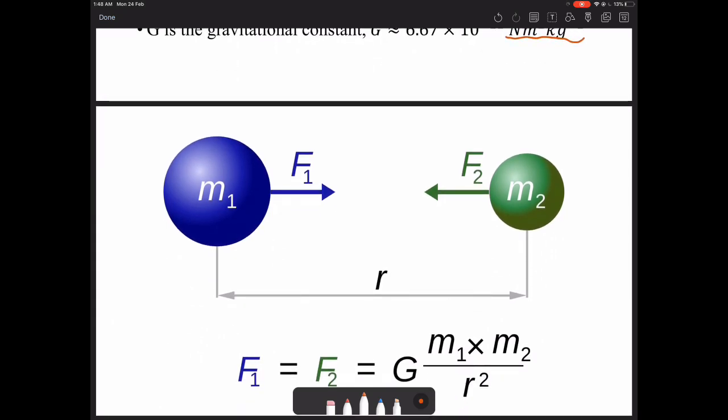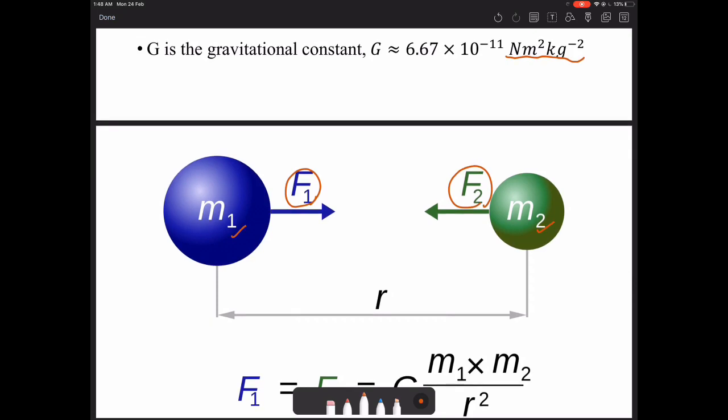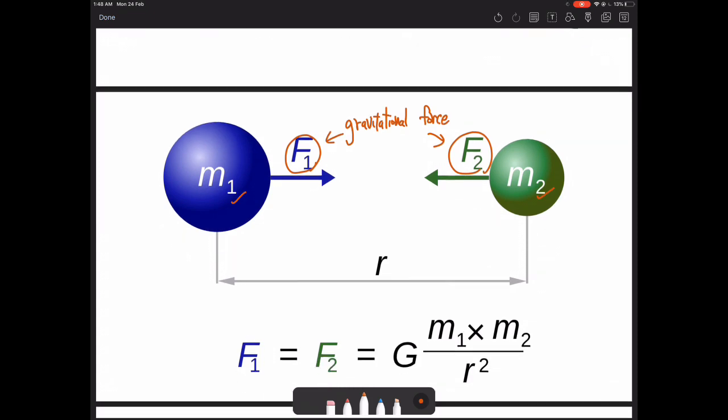So simply speaking, if we have two objects, with mass m1 and mass m2, then these two objects will attract each other with forces F1 and F2. And this force is what we call gravitational force. The magnitude of this force is equal to big G times m1 times m2 over r squared. Does it make sense?